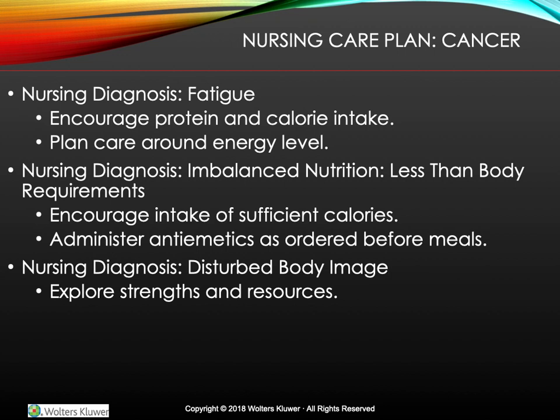Or even how some of the treatment itself can set them up for infection. So, how are you going to protect that client? Neutropenic precautions: make sure that there are no live plants in the room, no raw fruits or vegetables, and that they're drinking bottled water to reduce any type of exposure to foodborne illnesses. So those kinds of things come into play when we talk about the nursing diagnosis of a cancer patient.